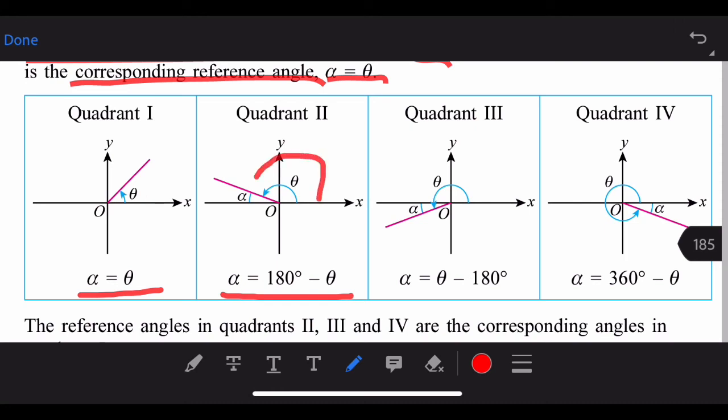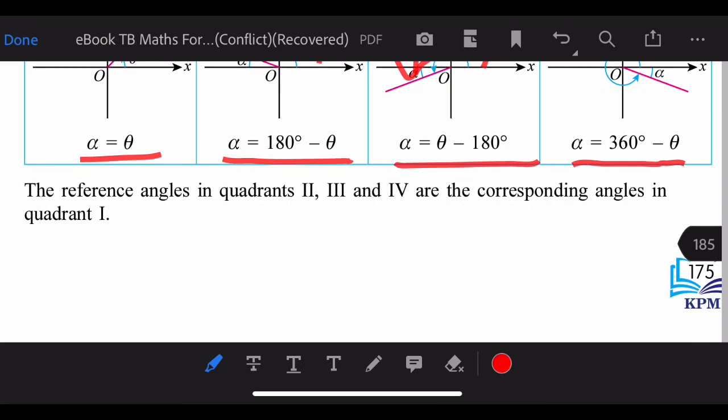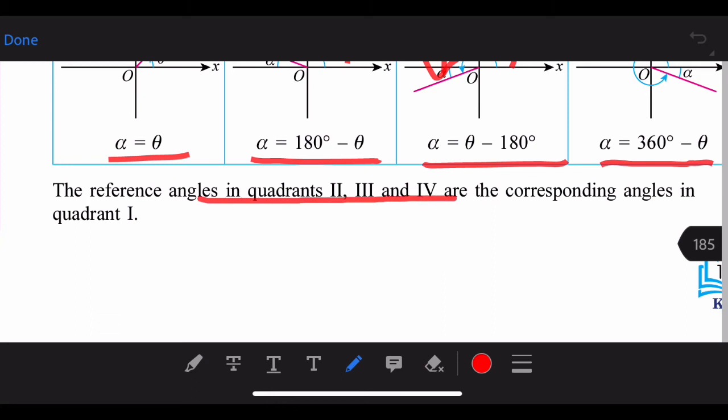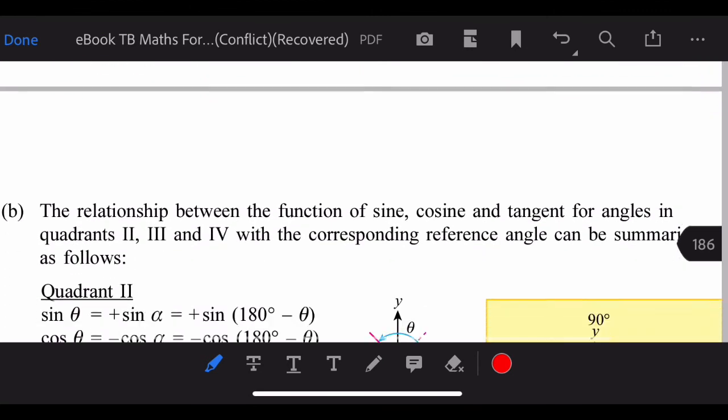Alright, so that is how you read the angle. And then for the third quadrant, theta is 180 plus alpha, or alpha equals theta minus 180. And then for fourth quadrant, alpha is 360 minus theta, or you can say theta is 360 minus alpha. So the reference angles in quadrant 2, 3, 4 are the corresponding angles in quadrant 1. So that is the conclusion.